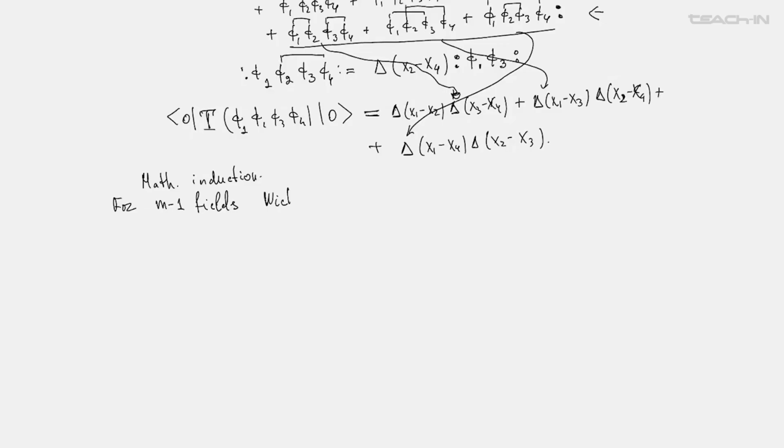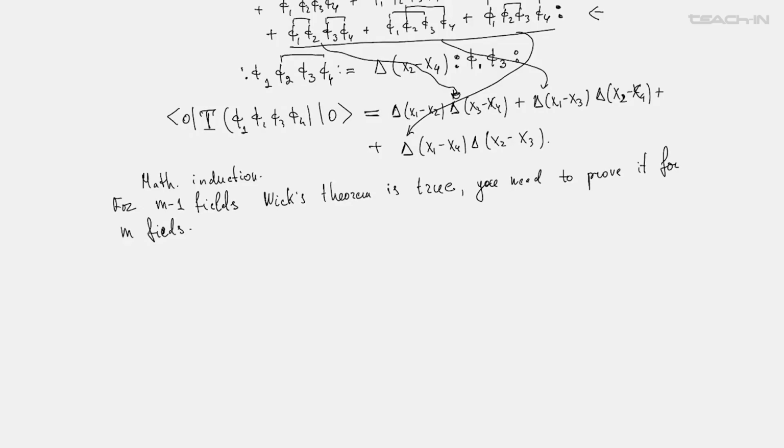And you need to prove it for m fields. Yeah, for m equal to 1 and m equal to 2, it works. That we can check by explicit calculation. And then we assume that it works for m minus 1. And we have to prove now that it works also for m fields.